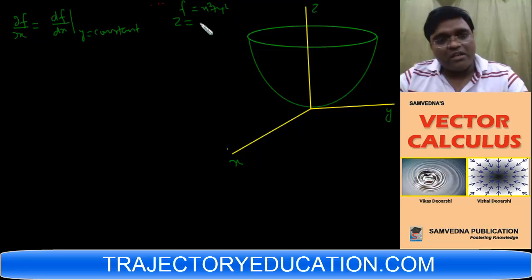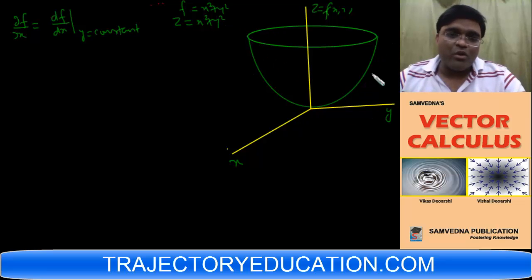So here f was, I'll consider the same function. If I plot it on the z axis, so z is x square plus y square. This surface is the locus of all those points whose z coordinate is equal to x square plus y square. This surface represents this equation. It is the relation between the coordinates of any point lying on the surface. All the points on the surface are going to satisfy this equation.